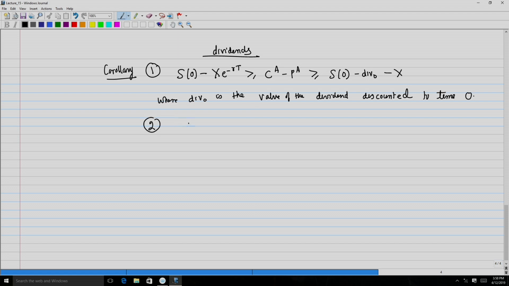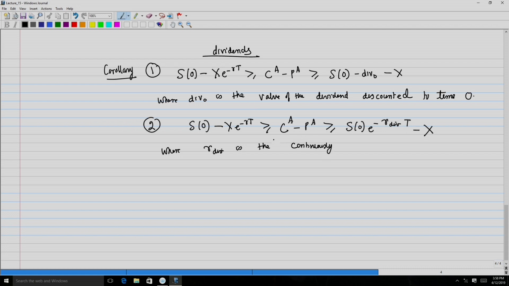And secondly, another relation would be S0 minus X e raised to minus r T is greater than or equal to C A minus P A, and this is going to be greater than or equal to S0 e raised to minus r div into T minus X, where r div is the rate of continuously paid dividends.